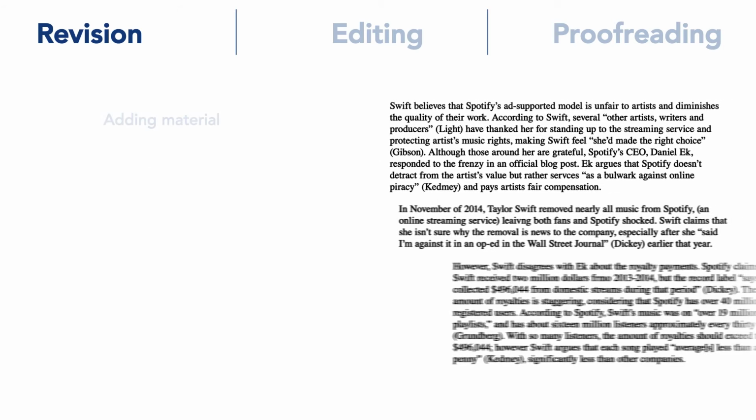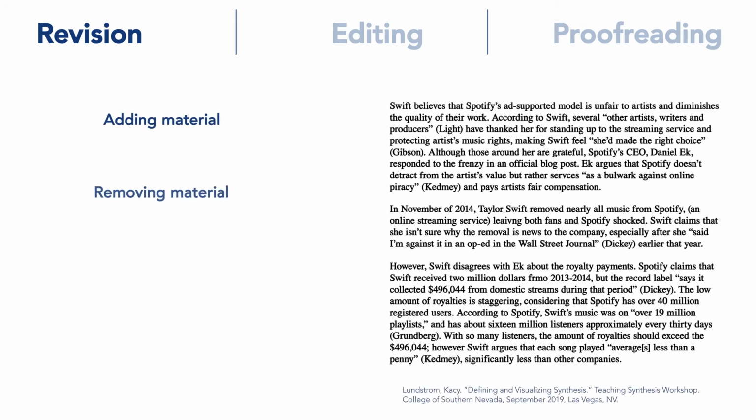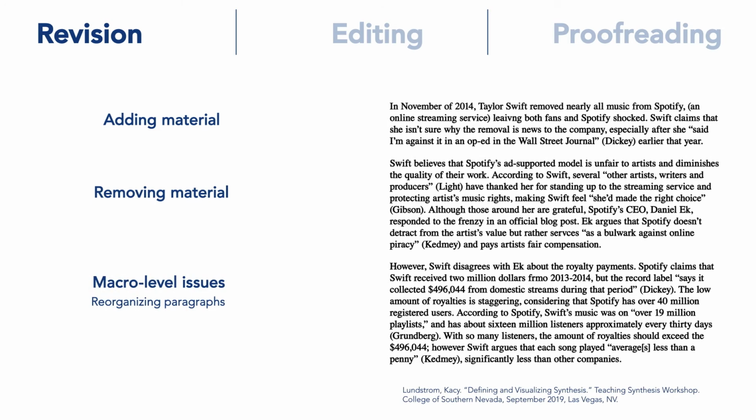Revision can require adding material, taking material away, working with the big strokes of the paper. It might involve changing the order of paragraphs and recrafting topic sentences and transitions. It may demand redrafting the introduction and checking the conclusion to see what might be brought up to the front of the paper. All of this is part of revising or re-envisioning your paper.